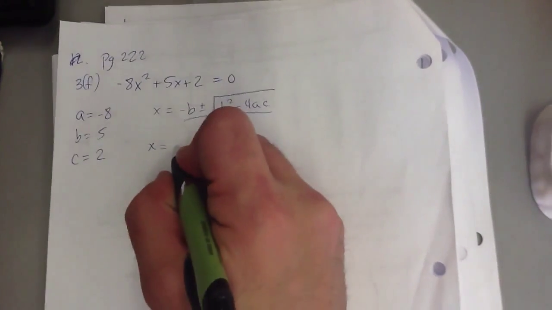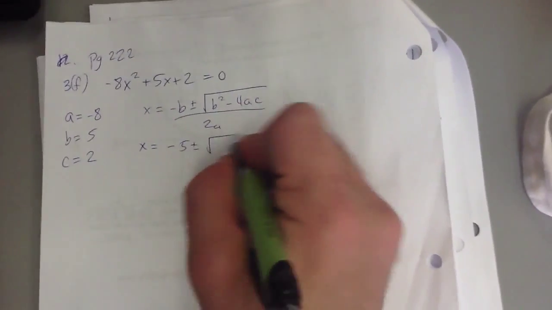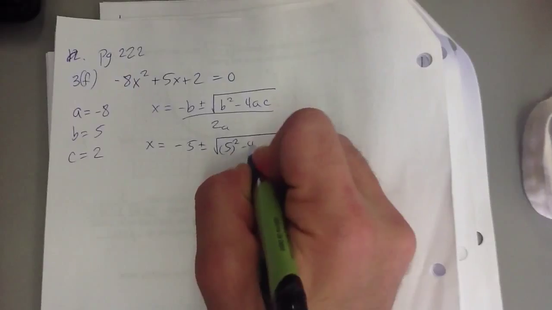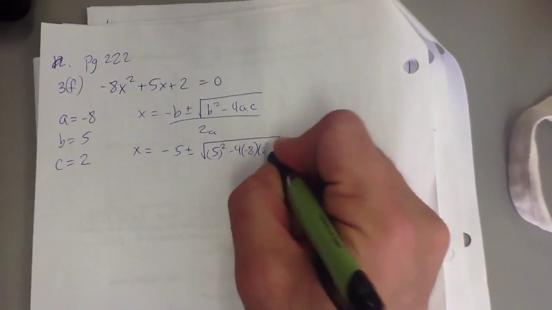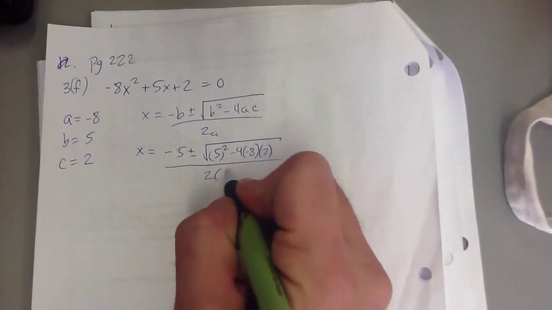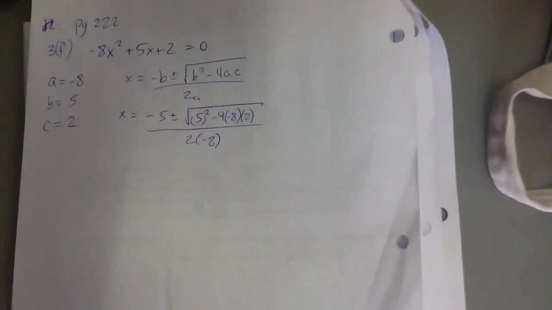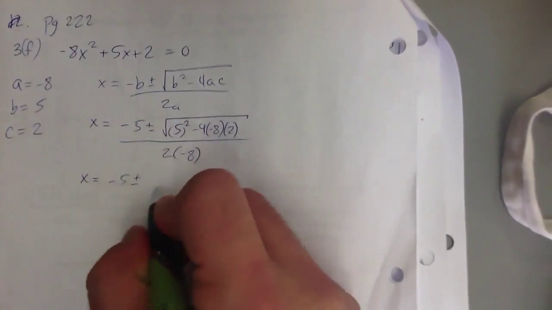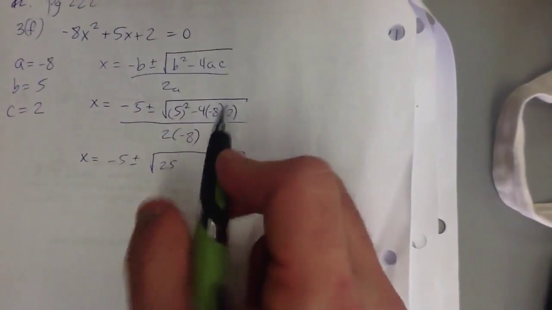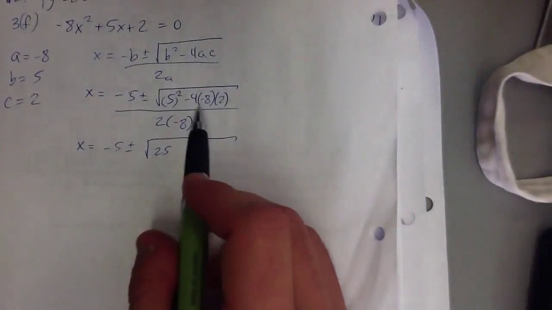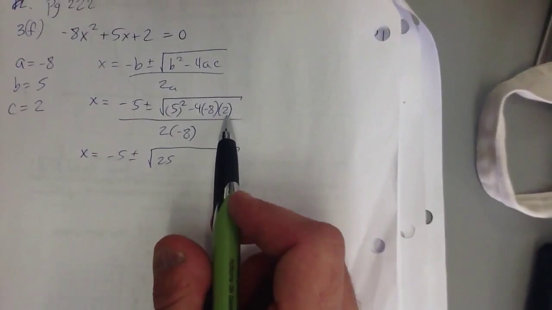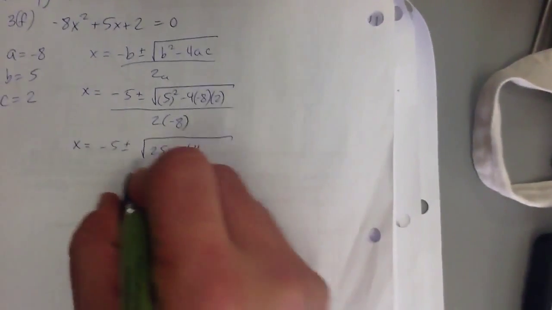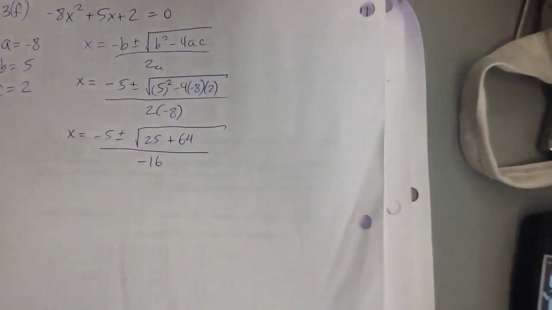And so x is equal to negative, and then my b is 5, plus or minus the square root of b, which is 5, squared, minus 4 times a, which is -8, times c, which is 2. And this is all going to be over 2 times a, which is -8. Be careful when you're doing all this so that you're not coming up with the wrong answer. But when I continue this, I end up with x equals -5 plus or minus the square root of 5 squared, which is 25. -4 times -8 is positive 32, times another 2 is positive 64. So be careful there, all over -16.